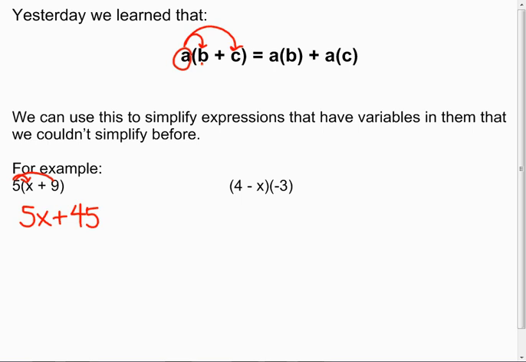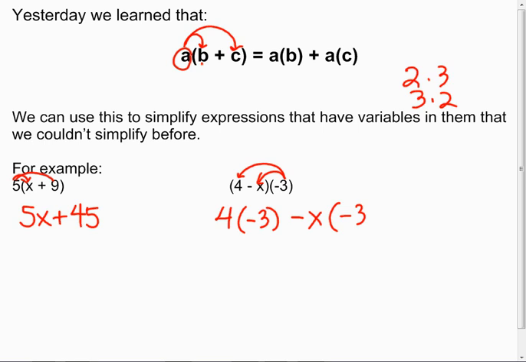Should we change the order? If I do 2 times 3, is that the same as 3 times 2? I can do it backwards. So I'm going to do a negative 3 times 4. Let me write it, because I don't want to mess up my signs. And then it's minus x times a negative 3. That might bother you. I don't know.